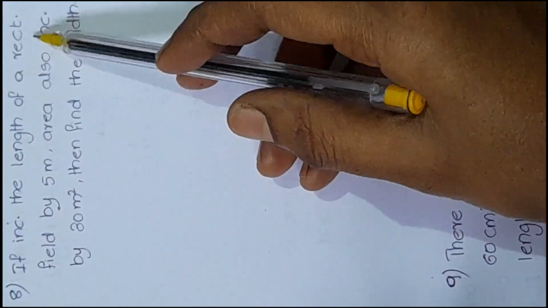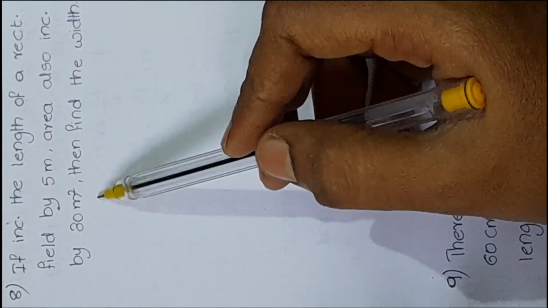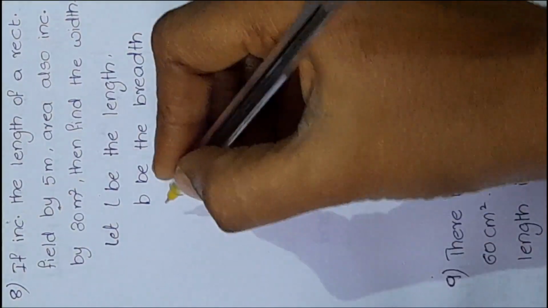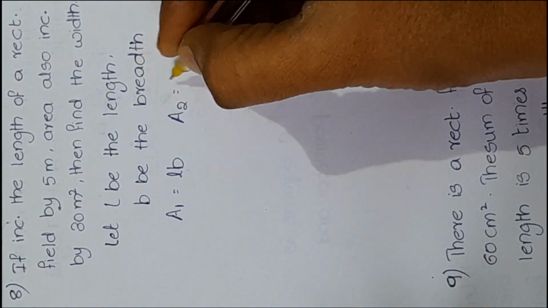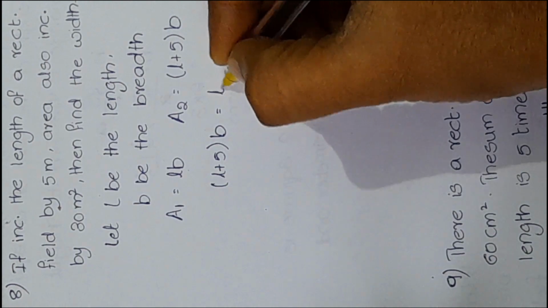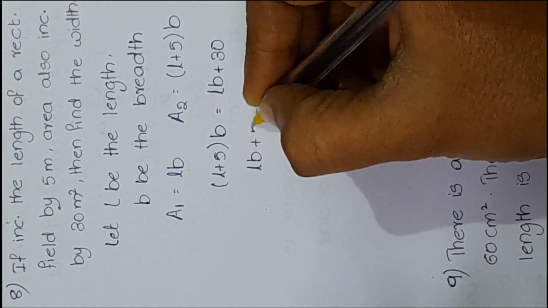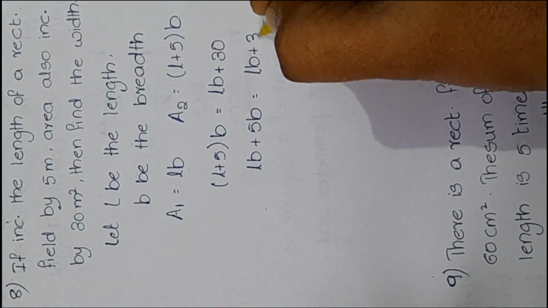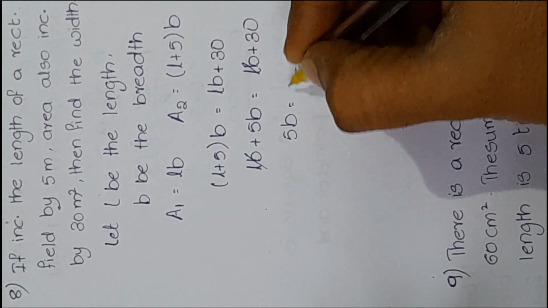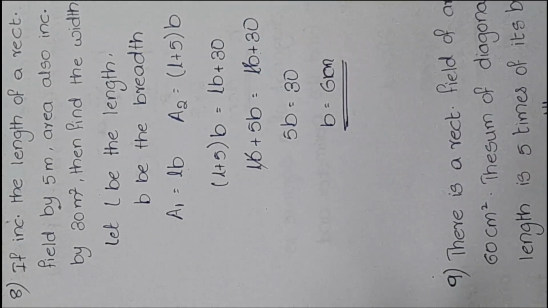Question number 8. If increasing the length of the rectangular field by 5 meters, area also increases by 30 meters square. Find the breadth. Let L be the length and breadth be B. So in the first case, area A1 is equal to L into B. Now in the second case, after increasing the length, the area becomes (L plus 5) into B. So (L plus 5) into B, the new area, is equal to old area plus 30. On solving this, we get LB plus 5B is equal to LB plus 30. LB gets cancelled. 5B is equal to 30. So B is equal to 6 meters. The breadth is 6 meters.